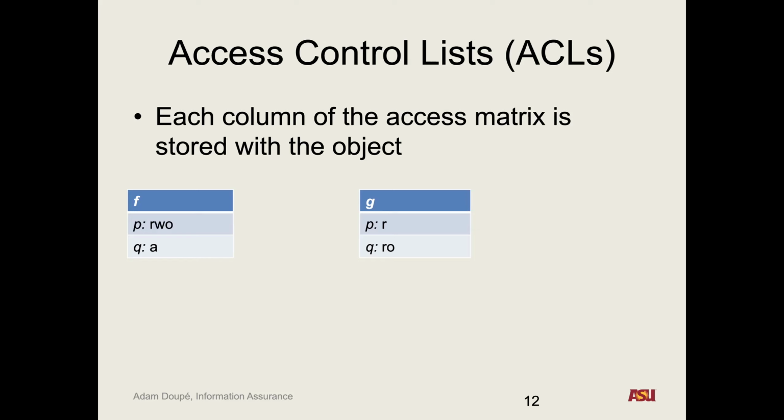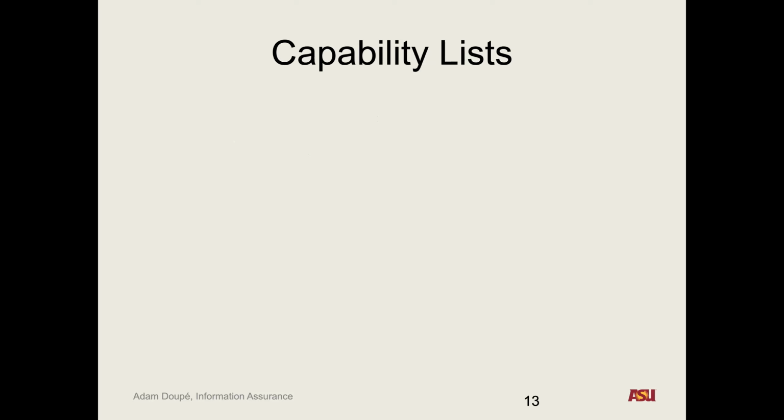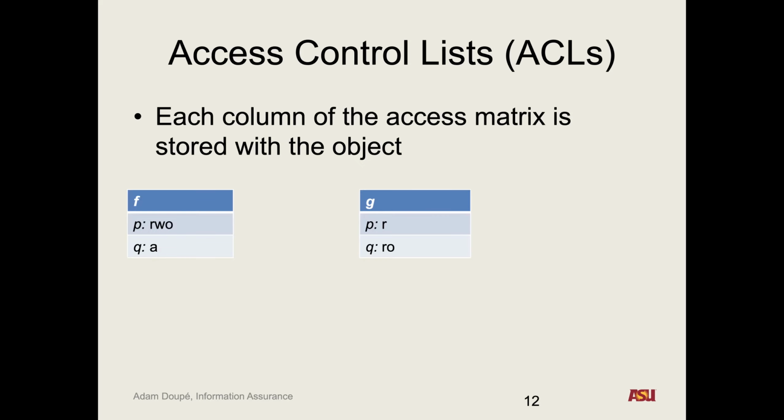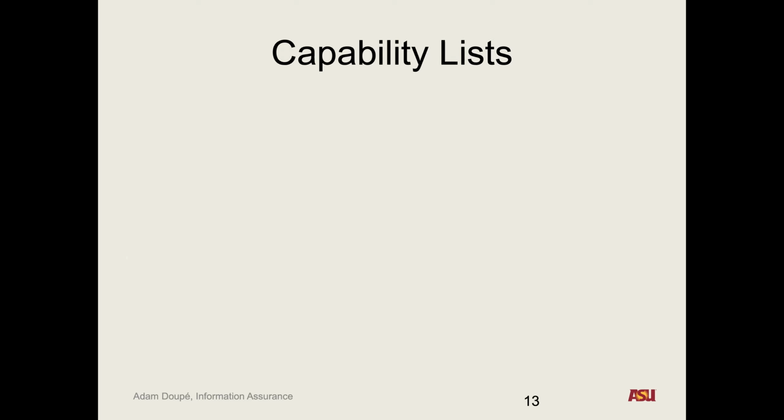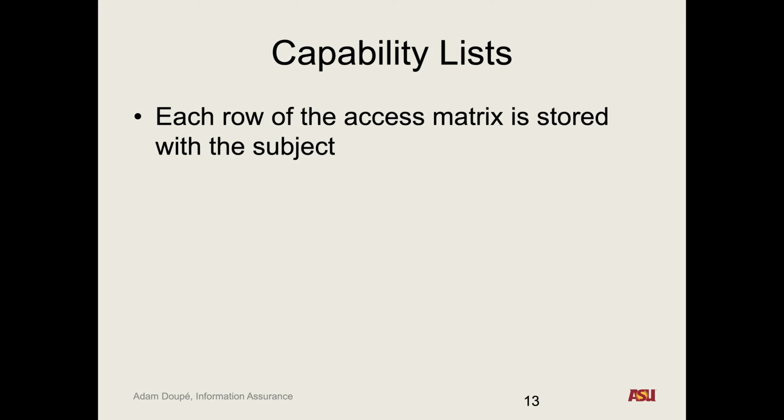So if we said, what if we did the columns? What if we just did the rows? This is actually called capability lists. So different from an access control list. And you can think about the difference here. An access control list is about an object. So it says who has what access to this object, whereas from the row, a row is a subject. So it says, what can this subject do on this system? So that's a capability. So basically, we now store each row of the access model with the specific subject.